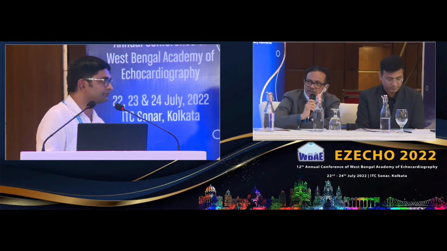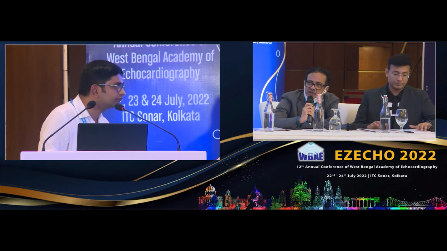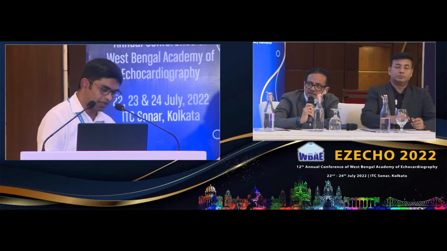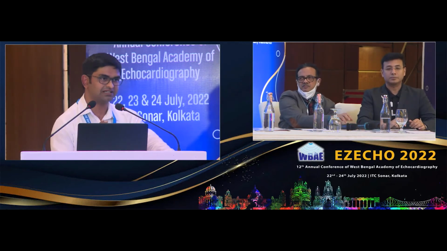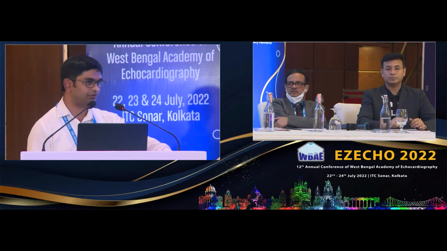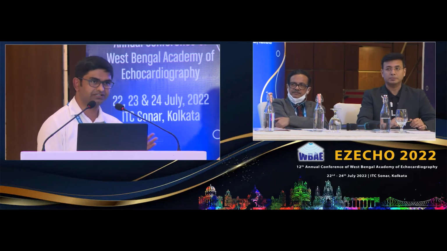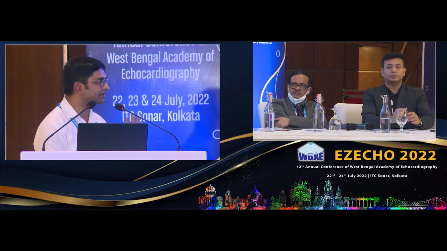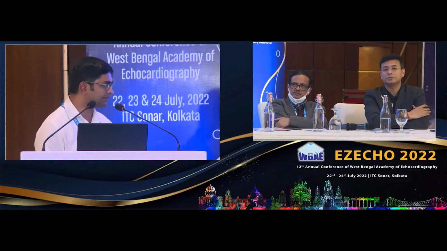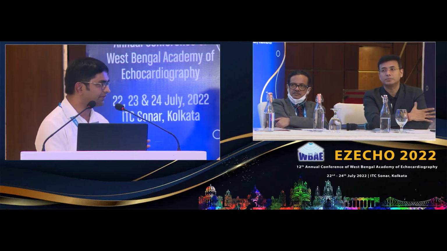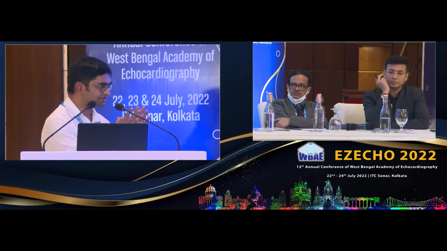Can you differentiate between heart failure with preserved ejection fraction and diastolic heart failure? Actually, overall, they're the same. But if we want to diagnose someone with heart failure with preserved ejection fraction, there are three components. First is the symptom, the clinical component. The patient should be symptomatic for heart failure. We cannot differentiate on the basis of symptoms whether he is suffering from heart failure with preserved or reduced ejection fraction. So first of all, they should have symptoms.